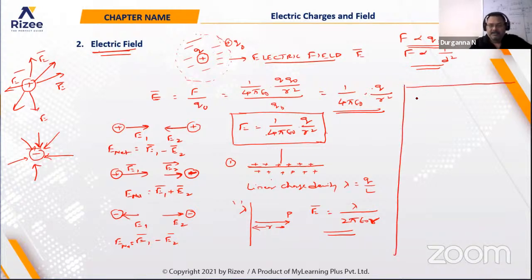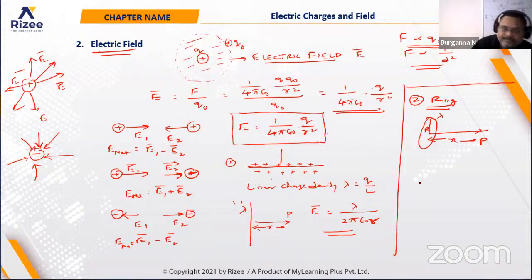Now for another object, the second one, let us take the ring. What is the electric field for a ring along its axis? This is the center, and along its axis at a particular point P, this is the distance x. Let the radius of the ring be r. The ring is also a linear object, let it have linear charge density lambda.